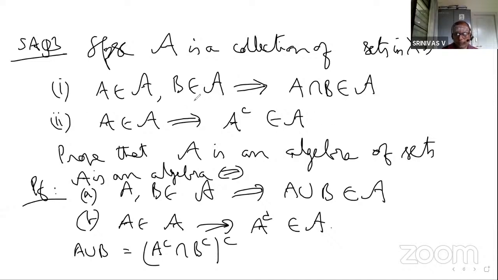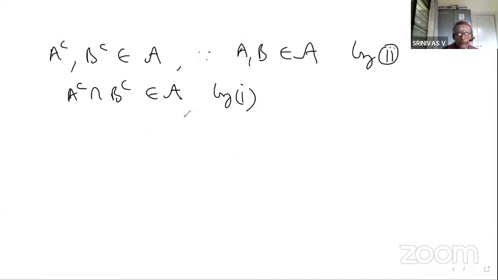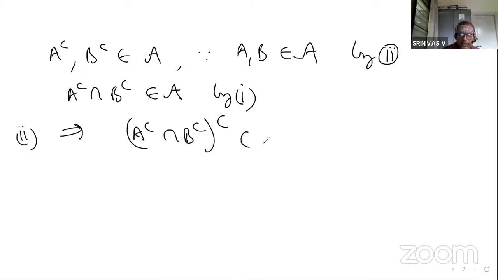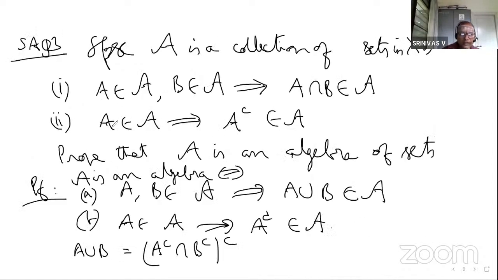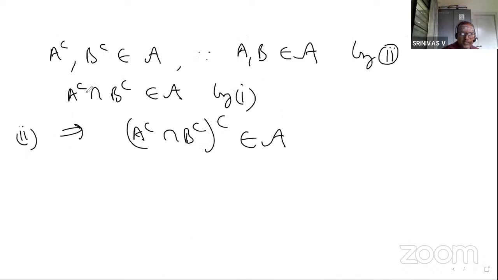This is the assumption. So by the first assumption, because these are elements in script A, their intersection will be present in script A. Now you apply the second assumption on this. If a set is in script A, then its complement is present in script A. This implies that A complement intersection B complement is present in script A. That is the second assumption. Therefore, the complement of this is present in script A.